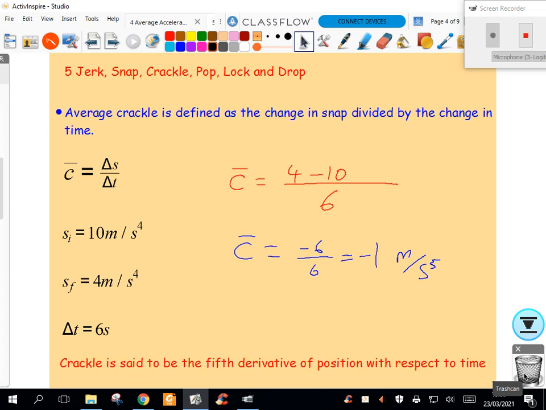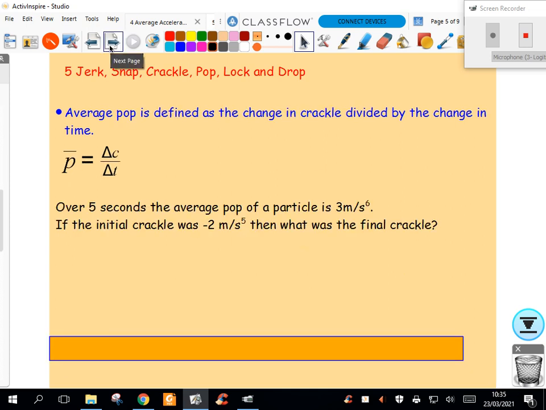The next derivative is called pop. And pop is defined as the change in crackle divided by the change in time. Over 5 seconds, the average pop of a particle is 3 meters per second to the power of 6. If the initial crackle was negative 2 meters per second to the power of 5, what is the final crackle?